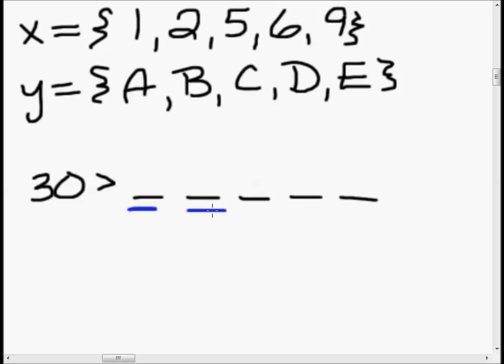And in order for this number to be larger than 30, there's only a couple options for this bit right here, right? We couldn't have it start with a 1, we couldn't have it start with a 2, that's not going to make it greater than 30. So we can ignore those, and we can only look at 5, 6, and 9 for this one right here.